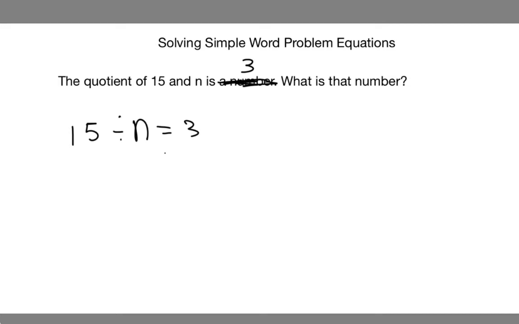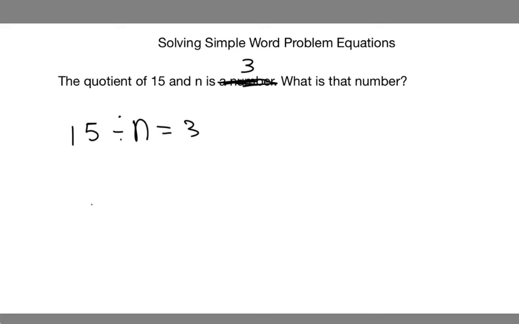15 divided by what is equal to 3? It seems like we have to solve for n. So what divided by n equals 3? We know that 5 times 3 is 15, so we know that 15 divided by 5 equals 3.